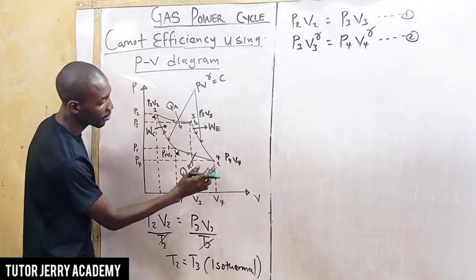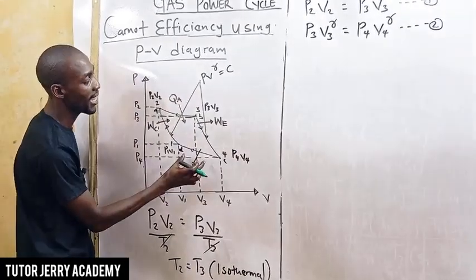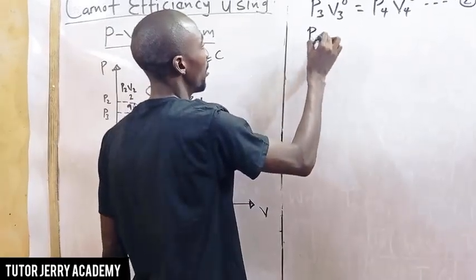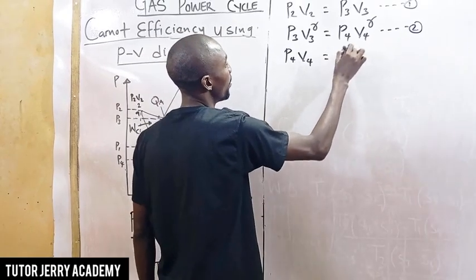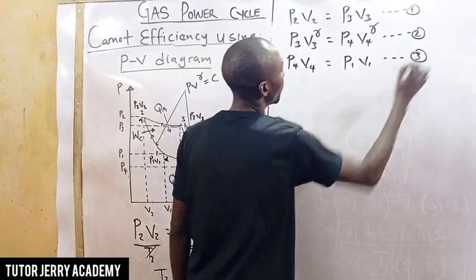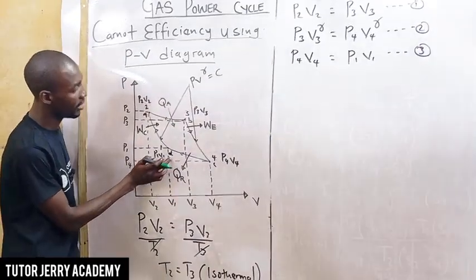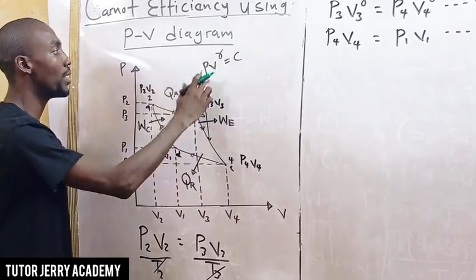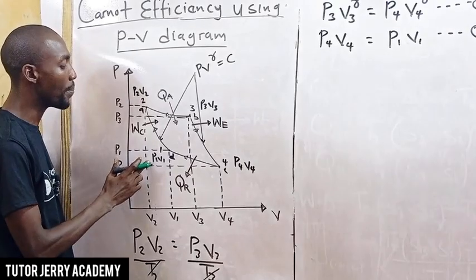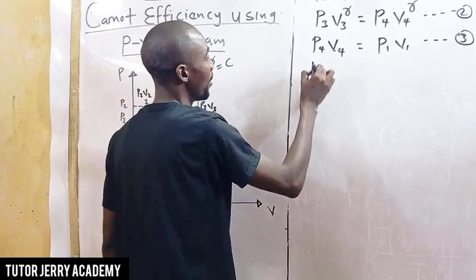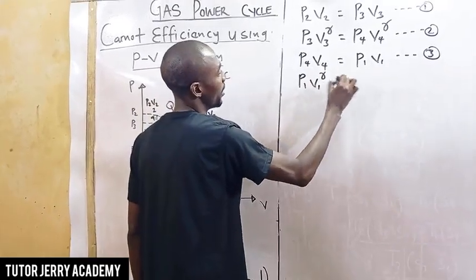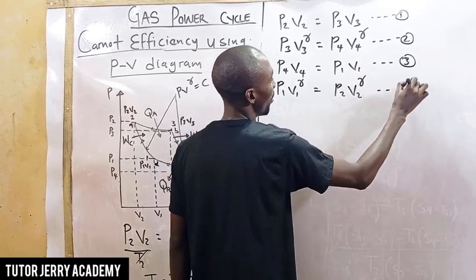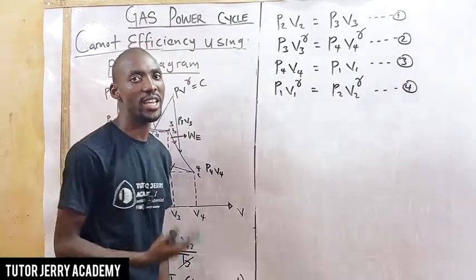For C to D, we also have an isothermal process, so P4V4 equals P1V1. That is equation 3. The last one is D to A, which is adiabatic, and we know adiabatic obeys PV^gamma equals constant. So we have P1V1^gamma equals P2V2^gamma. That is equation number 4.